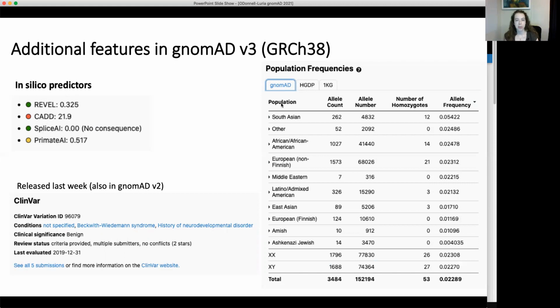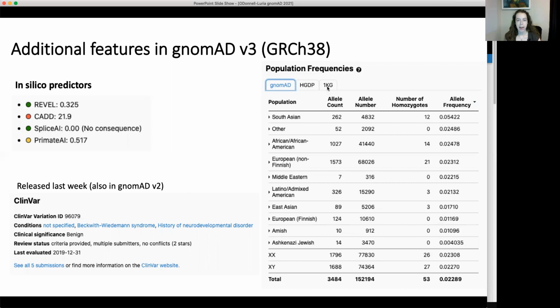In gnomAD v3, we have the gnomAD data. I'm showing you a different, much more common variant here, so I would have some good allele counts. You can see it's represented across a number of ancestries, most common in South Asian here at 5%, but still 1% in European and Amish, and rarer in Ashkenazi Jewish. So this variant is present across all populations.